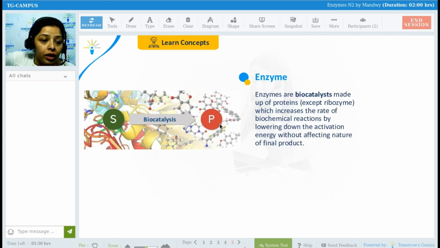Chalo. Now let's start our next topic, that is enzyme. So enzymes are biocatalysts.